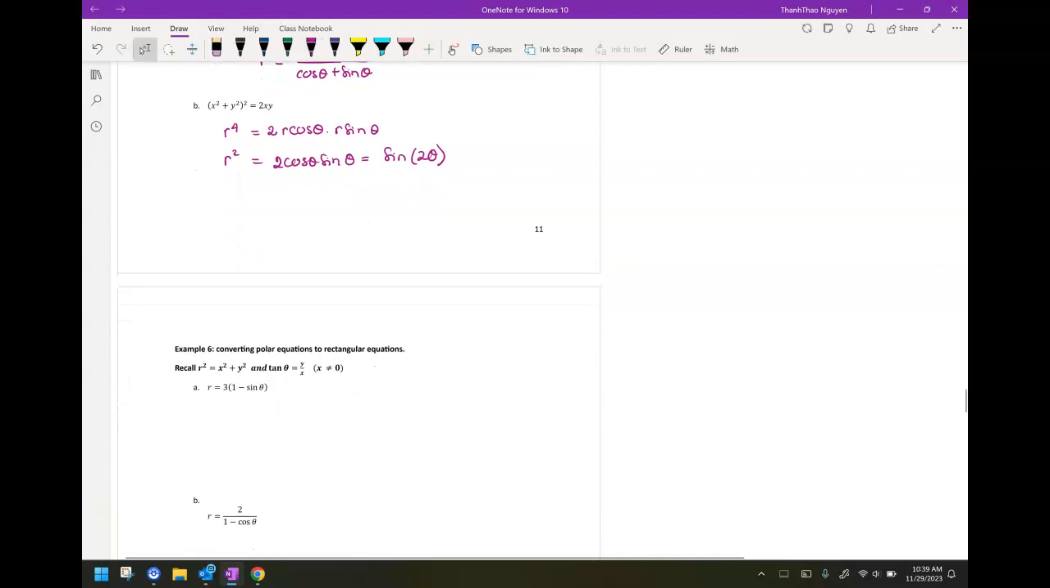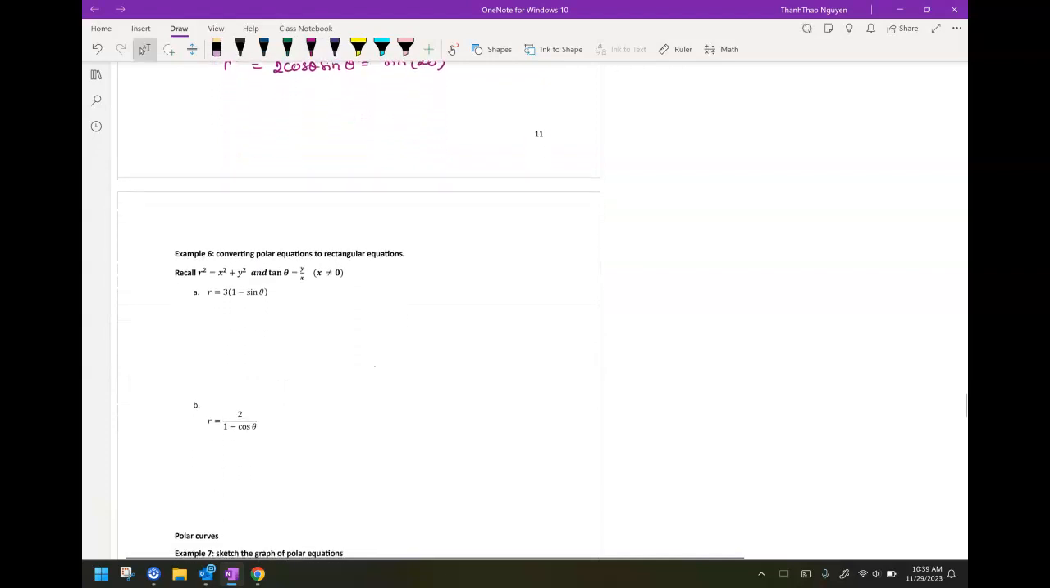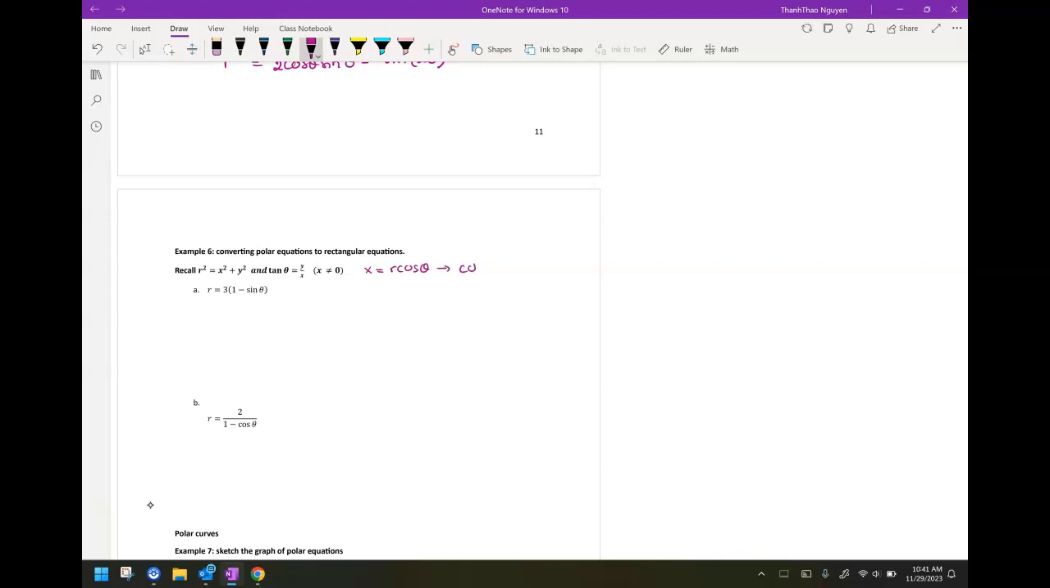How do we convert polar equation to rectangular equation? So recall r squared equal x squared plus y squared, and tangent of theta equal y over x. We also know that x equal r cosine theta. So cosine theta equal x over r. That is x over square root of x squared plus y squared. And sine theta similarly becomes y divided by square root of x squared plus y squared.